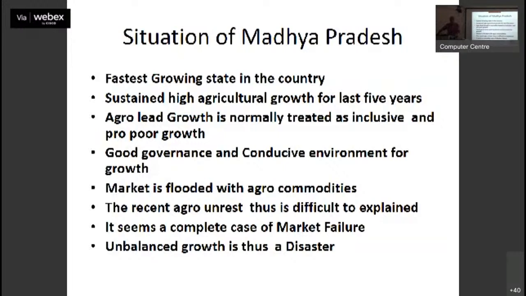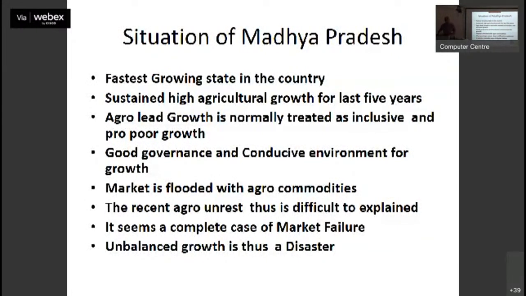Ricardo says there is a limit to growth in agriculture. You cannot lead the country on the basis of agriculture, but Madhya Pradesh is an example where continuously the average agricultural growth rate is 16 plus. For the last 6 years, 16 plus growth rate. And it is said that agro-led growth is normally treated as inclusive and pro-growth. If you want to remove poverty, you want inclusive growth, then leave the other things, start agriculture growth.